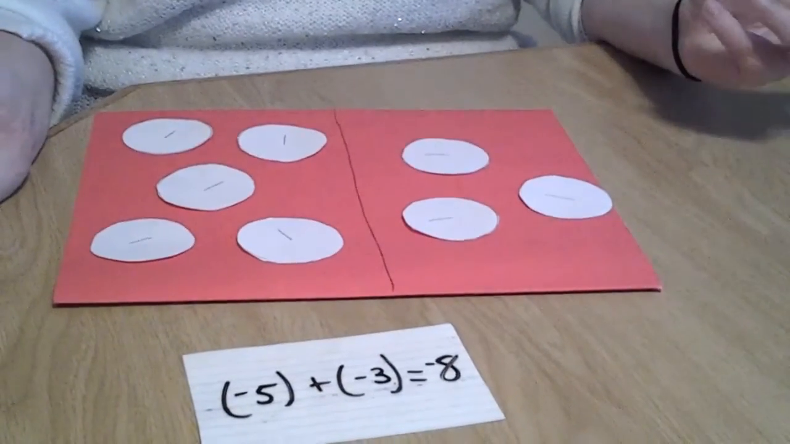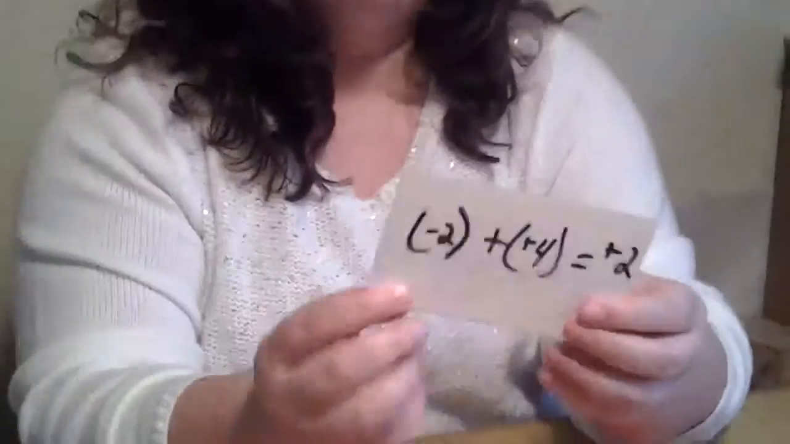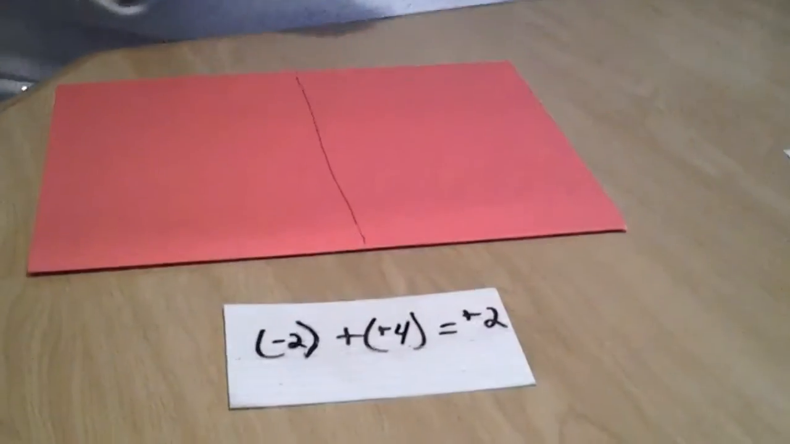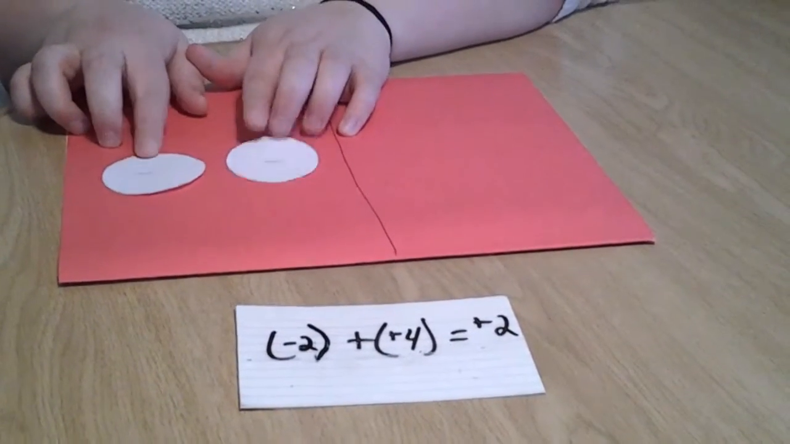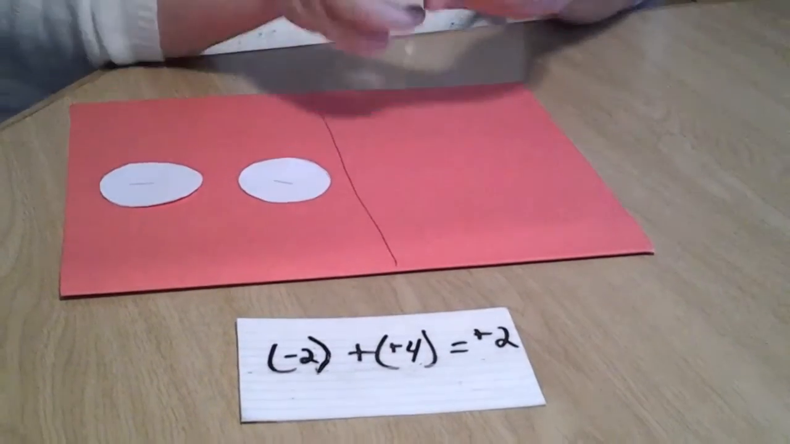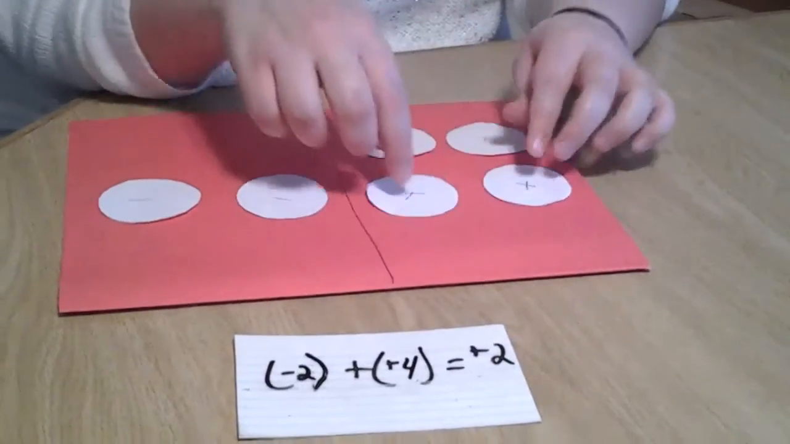After students got that and we did a few more problems if needed, I would then move into a negative plus a positive integer. My example today is negative 2 plus positive 4, which will eventually give me a positive 2. To make sure students understand how that happens, you want to use your tiles. So I have negative 2 tiles, and on the other side I have 1, 2, 3, 4 positives.